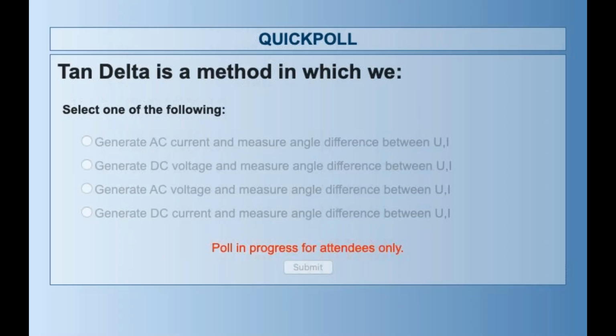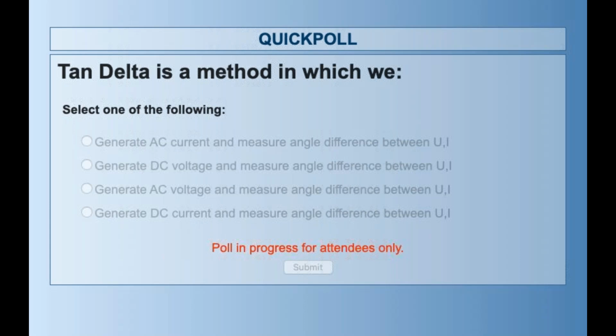So tan delta is a method in which we are, and then select one of the following: generating AC current and measuring the angle between the current and voltage, or generating DC voltage and measuring the angle between current and voltage, or generating AC voltage and measuring the difference in angle, or generating DC current and measuring the angle between current and voltage. So feel free to vote. I see that already 20% of you have voted. In the meantime, I will check if there are some questions.